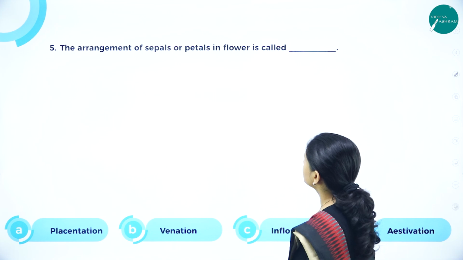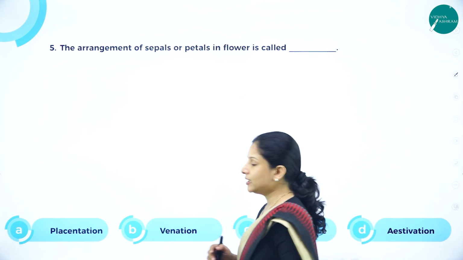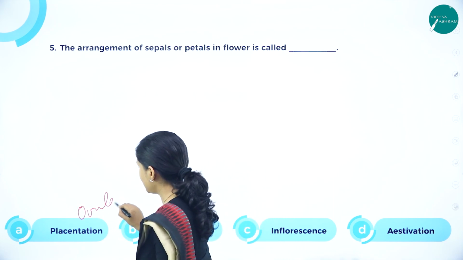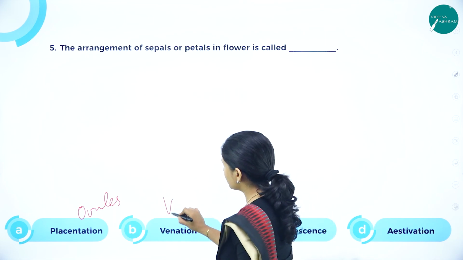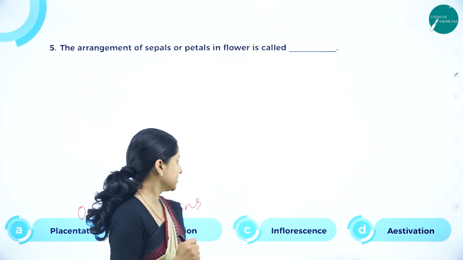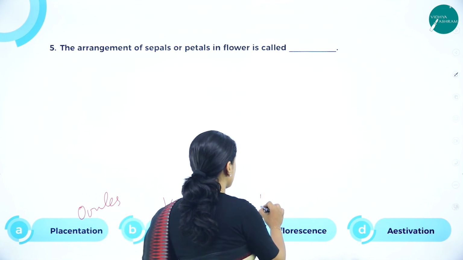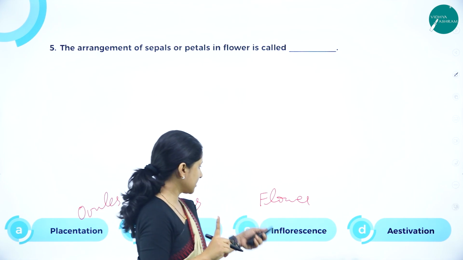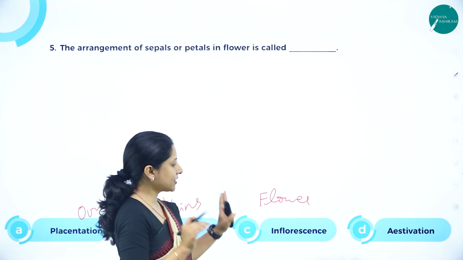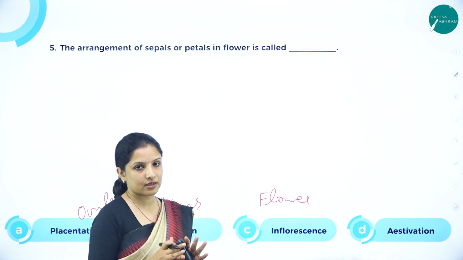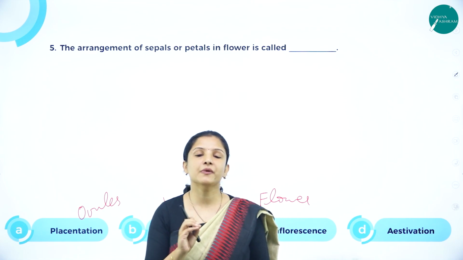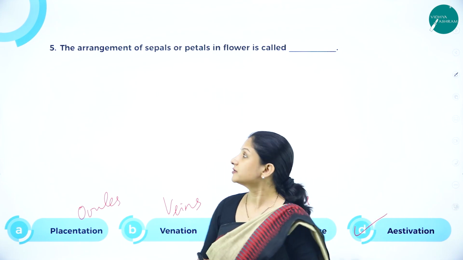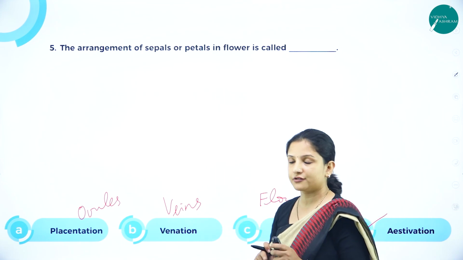The arrangement of sepals or petals in a flower is called what? Is it placentation? No, placentation is the arrangement of ovules inside the ovary. Venation has to do with how the veins are in the leaves. Inflorescence is the arrangement of flowers in a floral axis. It is estivation. Don't get confused between inflorescence and estivation. Inflorescence is the arrangement of flowers in the floral axis. Estivation is the arrangement of petals, how they are arranged. So the right answer here is estivation. The arrangement of sepals or petals in a flower is called estivation.